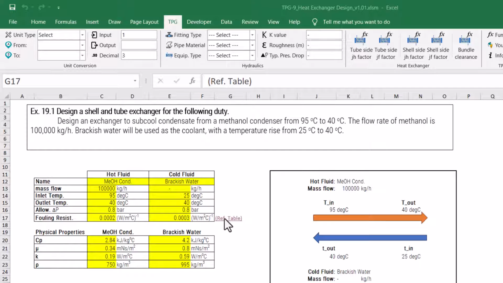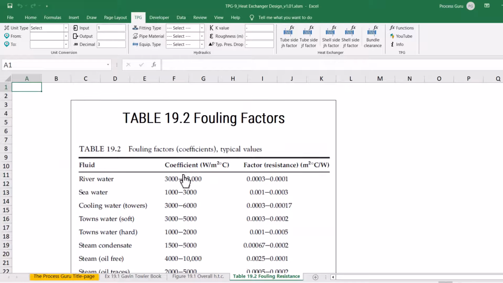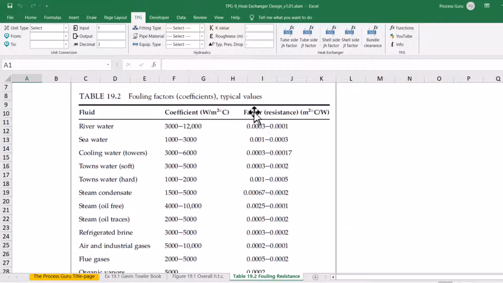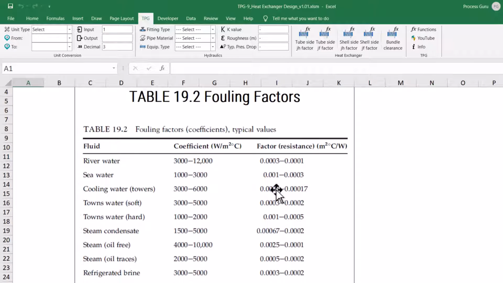So we have a dedicated table on these fouling factors. I'm just going there. If you click this, you will get to the fouling resistance tab. For methanol condensate, we can easily take organic liquids, so we can go with 0.0002 as the fouling factor. For brackish water, it is not exactly seawater, but it has a good amount of dissolved solids, so we would take the seawater fouling factor. We are going with 0.0003 as the fouling factor.